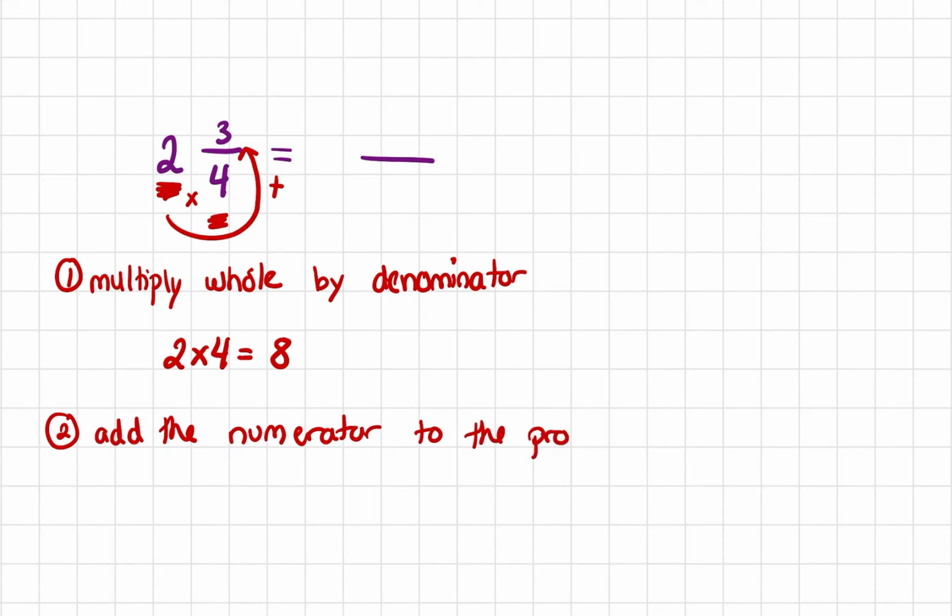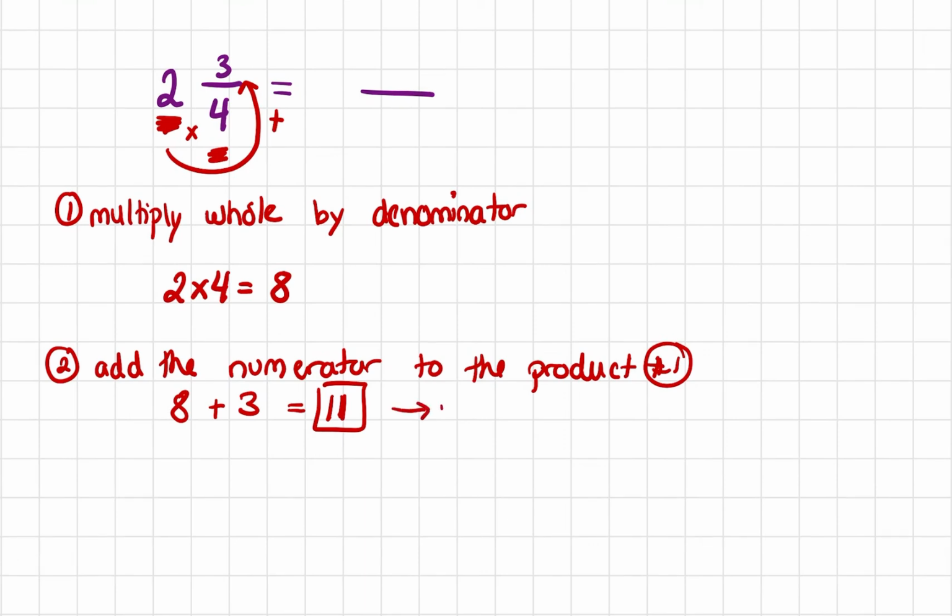I'm going to say to the product from number 1. So that means you're going to have to do 8 plus the numerator, in our case 3. So that gives us the answer of 11. Now, where does this 11 go? This 11 actually becomes the new numerator, and we're going to put it right smack dab up here.